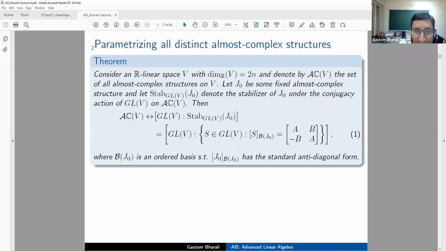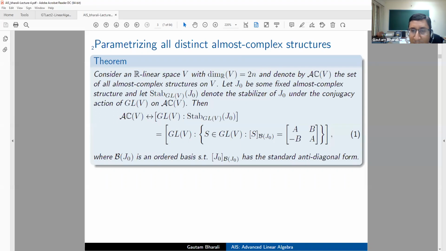And then I can give an even more explicit definition. The above collection of all cosets is the collection of all cosets in GL of V of the subset defined in this way. This is the subset of all invertible R-linear transformations of V, such that the matrix representation with respect to a special basis, and I'll tell you what the special basis is, I've already told you earlier, has this very special block form.